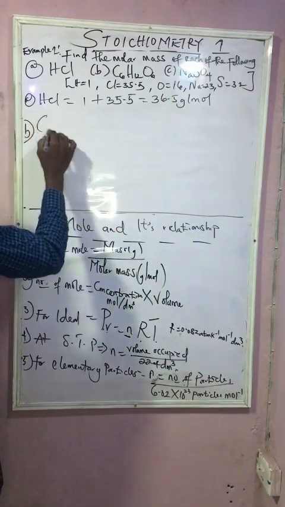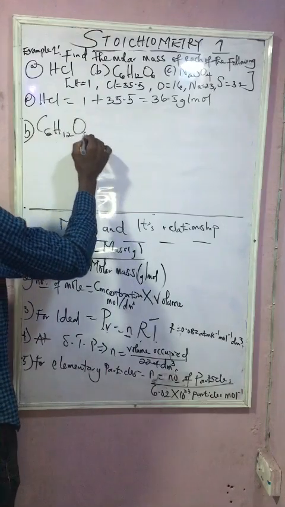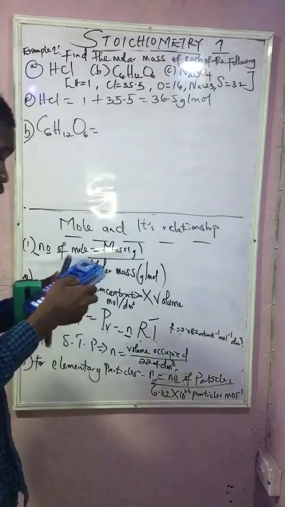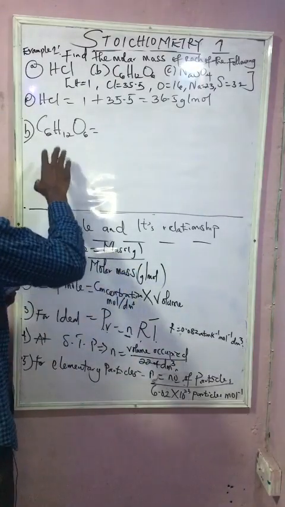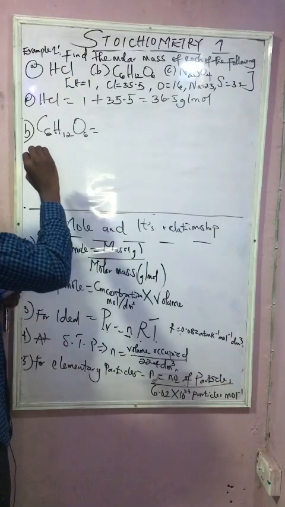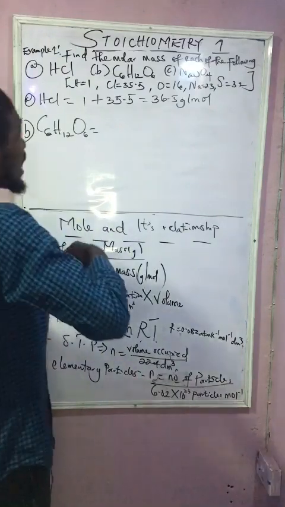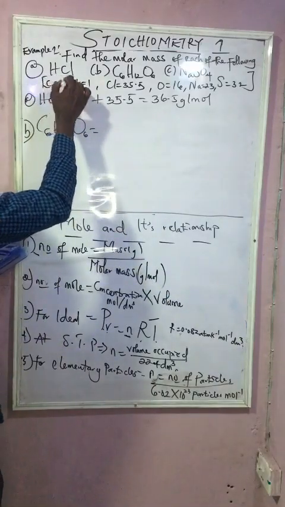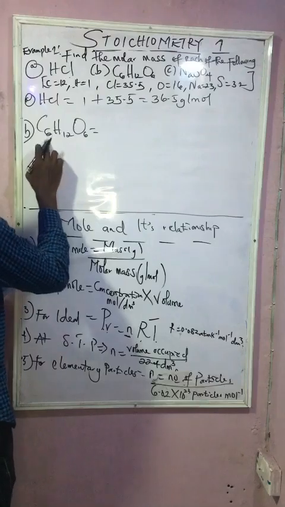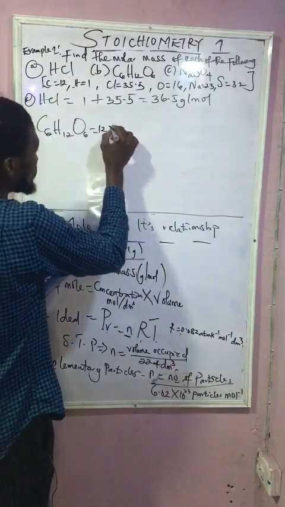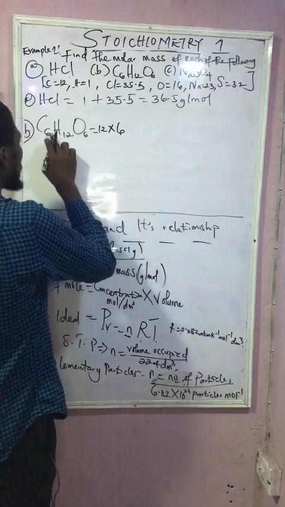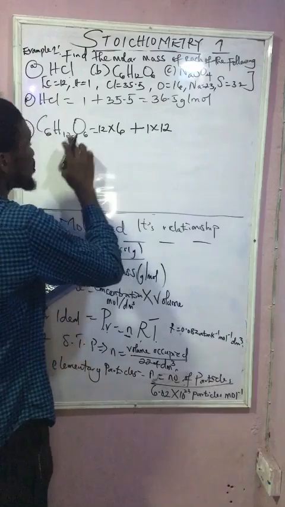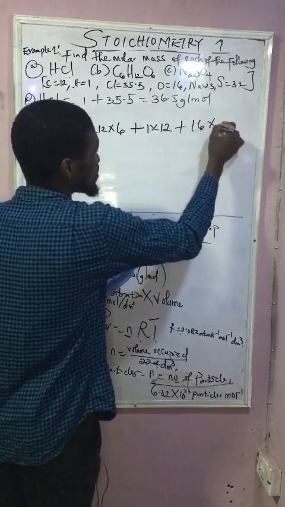B, we have glucose. Note one thing: if you are given a question like this and you don't know how to simplify it, I did not state carbon, so let's put that. Carbon is 12. So what do you have here for the subscript? You have 6. That will be 12 multiplied by 6, plus hydrogen, which is 1, multiplied by 12, plus 16 multiplied by 6.